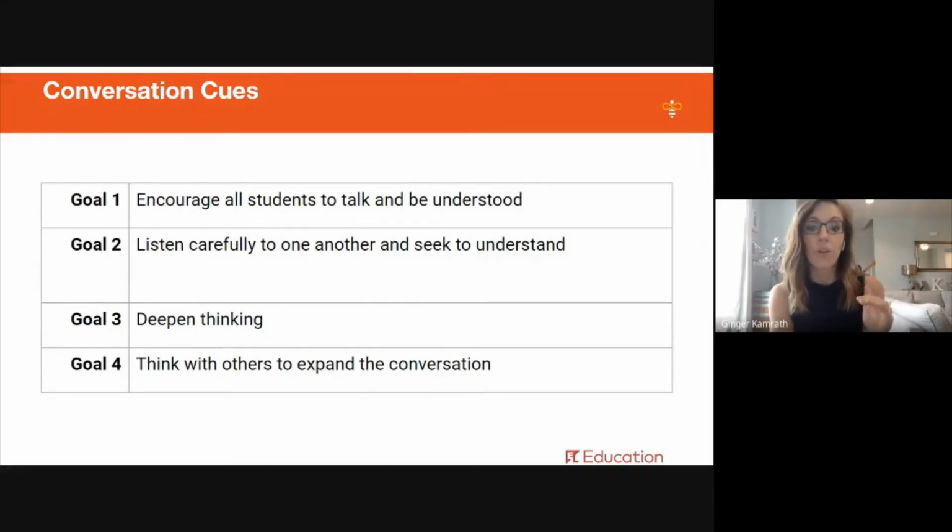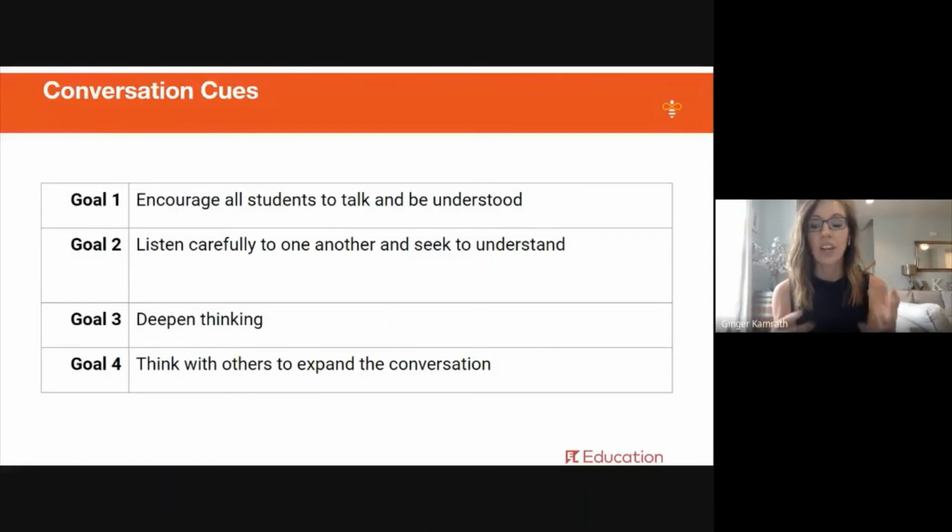So the first goal is to encourage all students to talk and to be understood. Goal 2, listen carefully to one another and seek understanding. And then goal 3, deepen that thinking. And goal 4, think with others to expand the conversation.